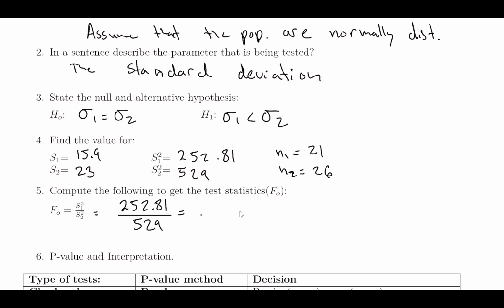You get 0.4779. All right, so that's your F value. If you look at this one mathematically, it's not that hard to do because the formula is very simplistic. All you have to do is get the sample standard deviation of your first population, square it, divided by the sample standard deviation of your second population, and yes, remember to square.